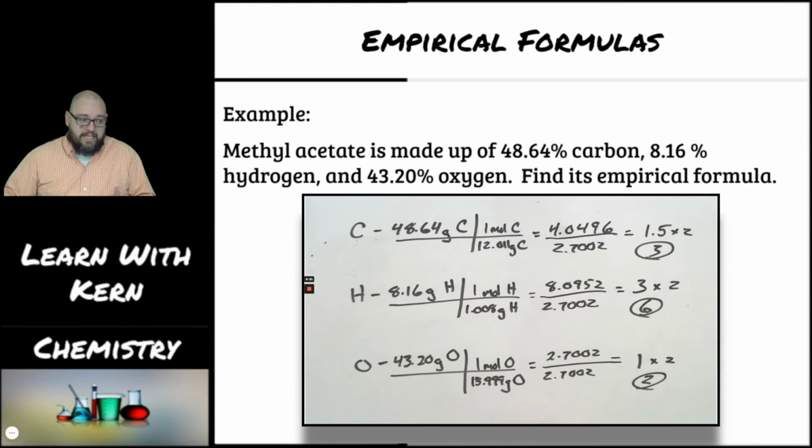So what this tells me is these are the subscripts in my empirical formula. That means I have carbon, hydrogen, and oxygen in my formula, and my subscripts are 3, 6, and 2. And this is my empirical formula for methyl acetate. Now, if you look it up, you'll find that that actually is also the molecular formula, and oftentimes the molecular formula and the empirical formula are the same, but not always.